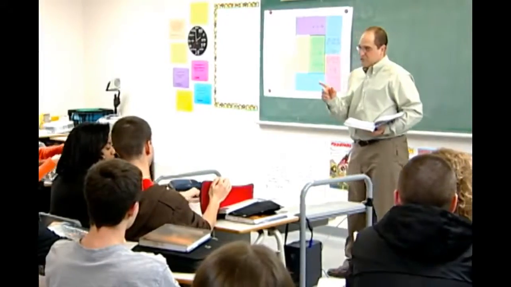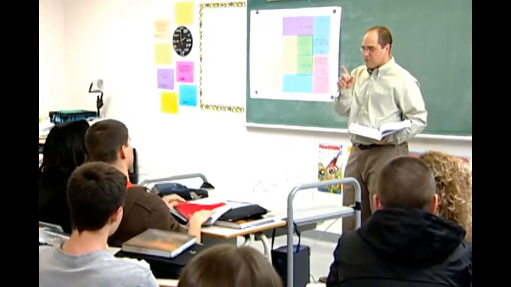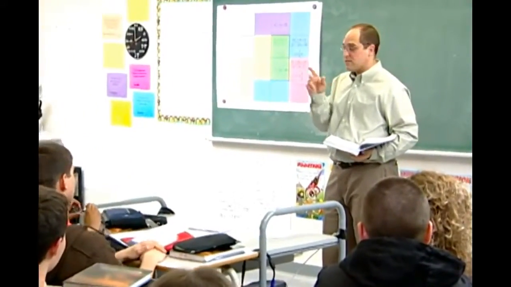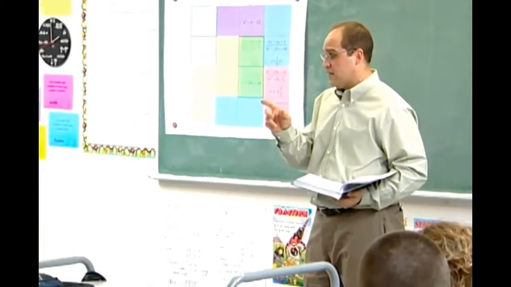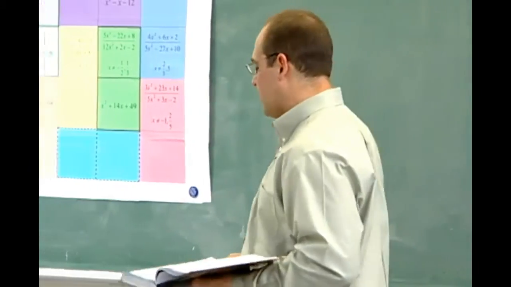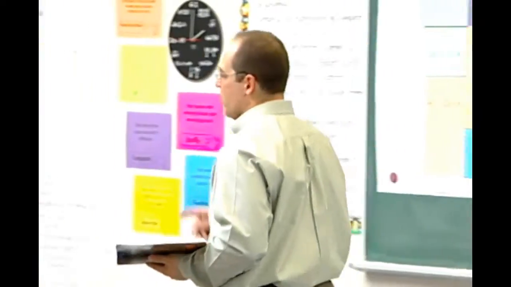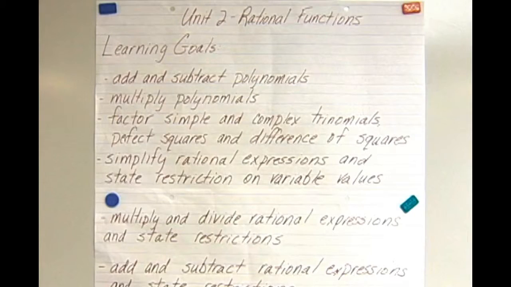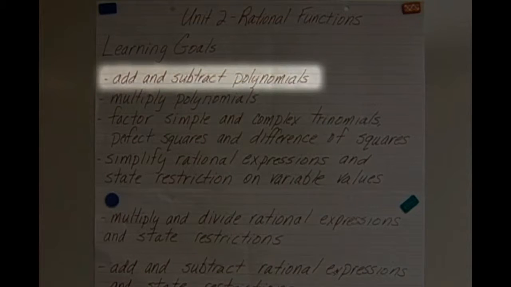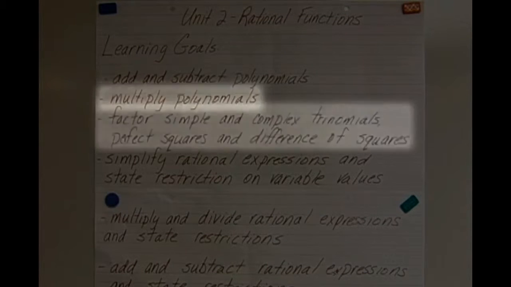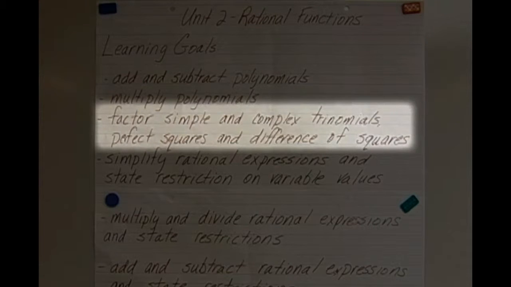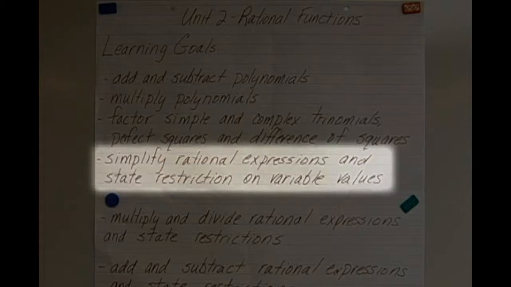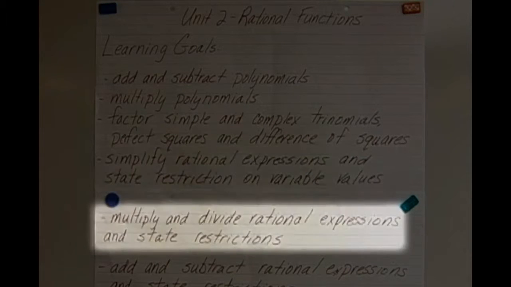We're nearing the end of this unit, Unit 2, and as with all of our units, we have a major task or an assignment that we take on towards the end of the unit. This task is going to address a number of the things that we did throughout the unit. Looking at our learning goals from this unit, we've been working for the last few days on adding and subtracting polynomials, multiplying polynomials, factoring simple and complex trinomials, perfect squares, and difference of squares, simplifying rational expressions and stating restrictions, and then multiplying and dividing those rational expressions.